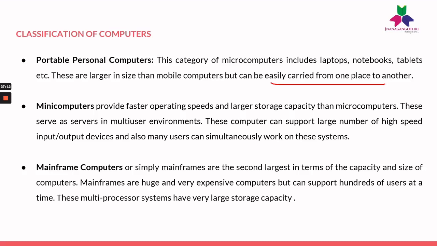Then we have our mainframe computers, or we call them simply mainframes. This is the second largest type of computer in terms of capacity or size. So mainframes are very expensive and also huge. They can support hundreds of users at a time. These multiprocessor systems have a very large storage capacity. They can handle huge and bulk volumes of data and information. They are used in very large organizations like railways, where centralized data for the entire railway reservation system is maintained.